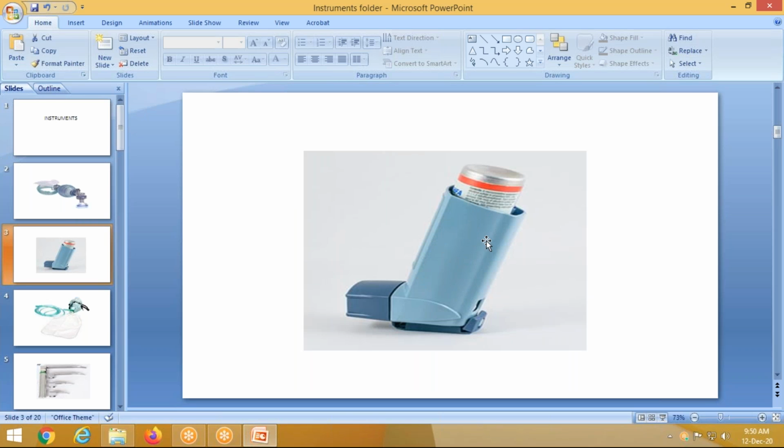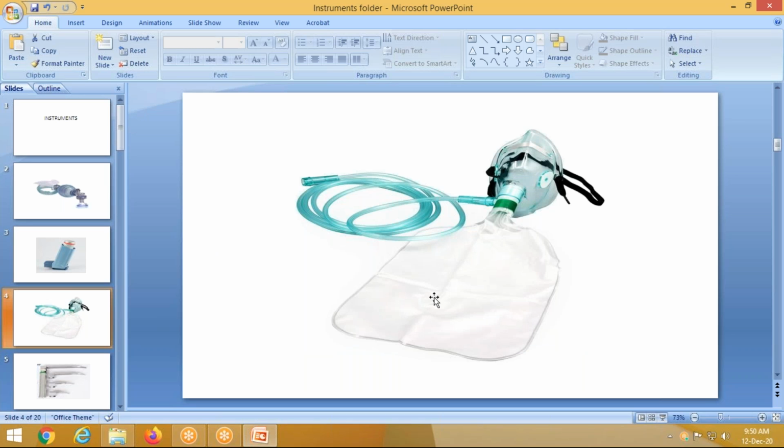This is the inhaler. This is the canister, and this is the mouthpiece. You can even attach a spacer and also a mask. This is a non-rebreathing mask. Here is the mask, and this is the non-rebreathing bag and oxygen tubing. Non-rebreathing mask is the most effective to deliver 100% oxygen levels to the child. Indications are children with respiratory distress.